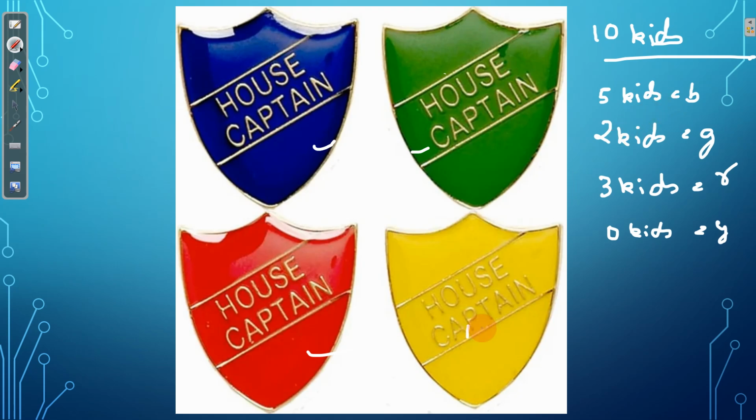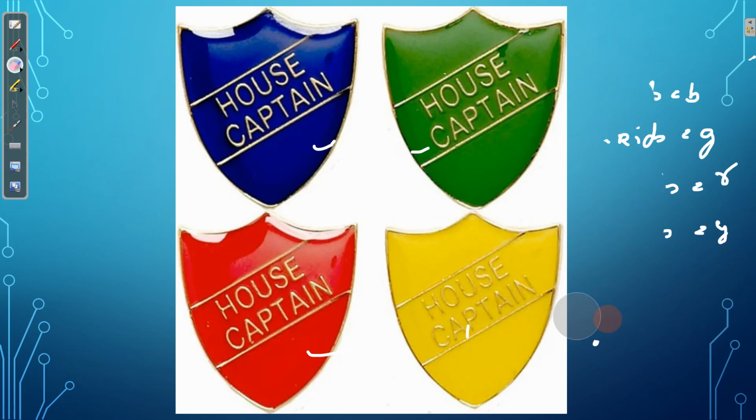Say the yellow house got 8 kids. Now 2 kids are remaining, they go to the red house, 2 kids. And the remaining 2 houses get 0 kids. That is also a possible way to distribute. So that is being captured by the multinomial theorem.